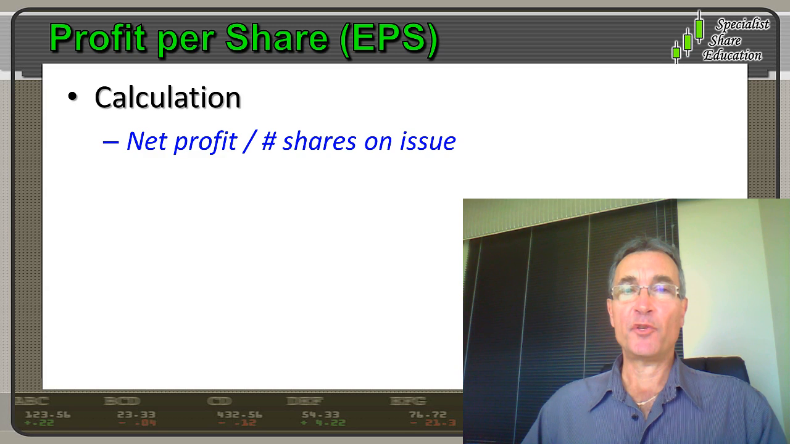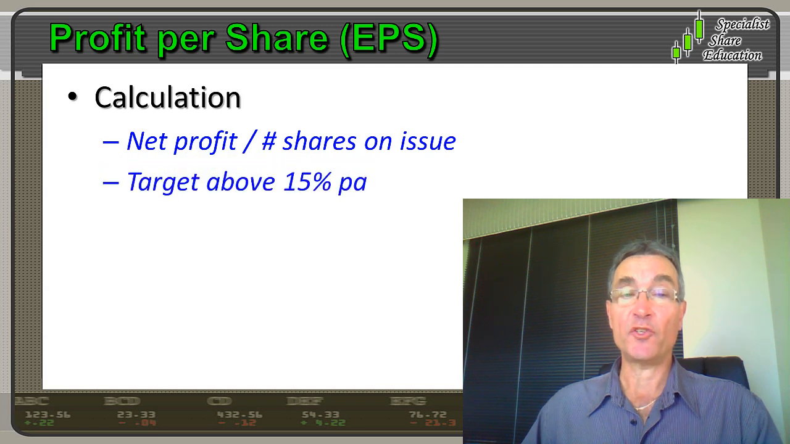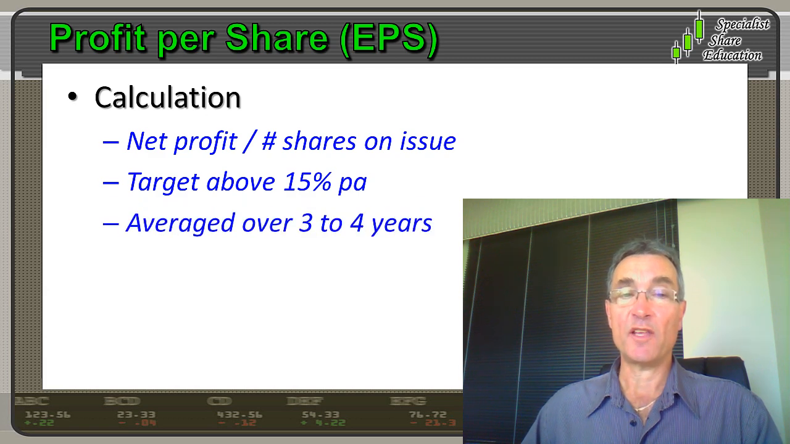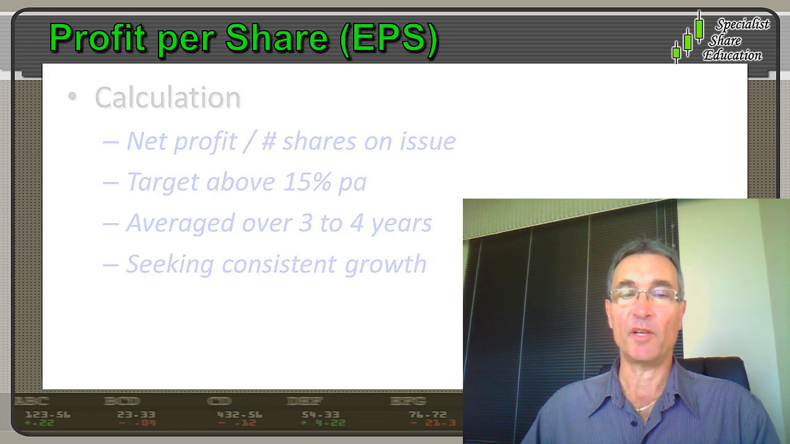Now let's have a look at profit per share as the third element of the fundamental analysis process, otherwise known as earnings per share. So the calculation is the net profit divided by the number of shares on issue. And again, I'm targeting a level above 15%, averaged over at least 3 to 4 years. So that's the hurdle that I've set. And I'm seeking consistent growth. I would rather have a good steady 15 or 20% than 50% one year and nothing the next year, all over the place. I'm looking for predictability.